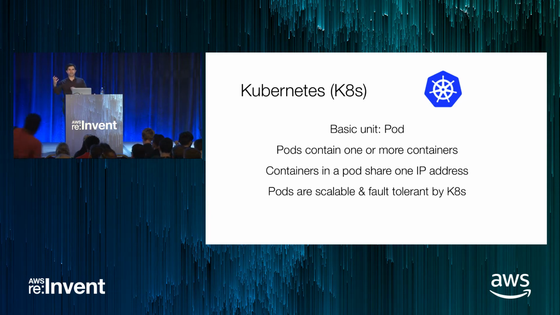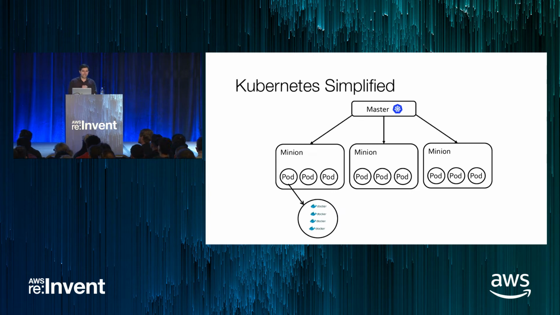So a pod is this basic unit that Kubernetes will ensure is fault tolerant. If a pod goes down, Kubernetes will bring it back up. A pod can be replicated via Kubernetes. And the interesting thing is that all of the containers in a single pod share one IP address. So you have to be a little bit careful with clashing ports because you have one single IP address. But other than that, it's a very useful abstraction to have. So Kubernetes handles much of the scaling and the fault tolerance.